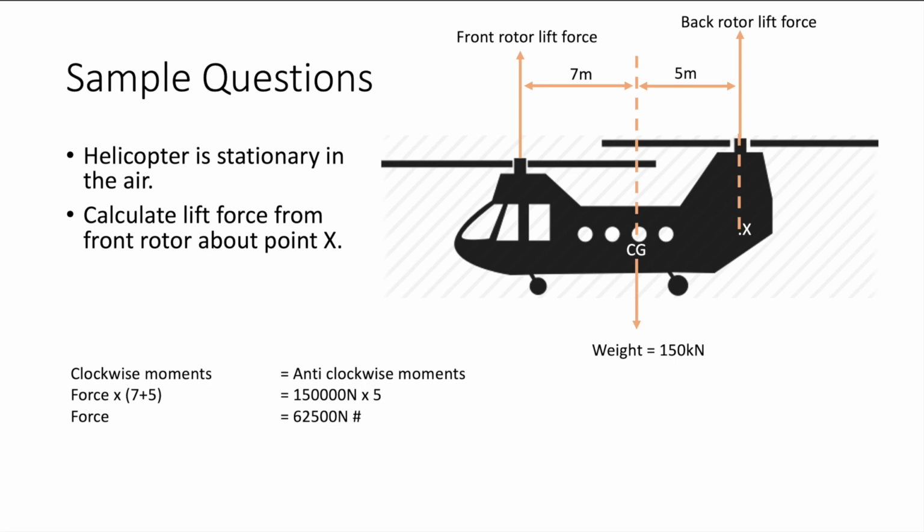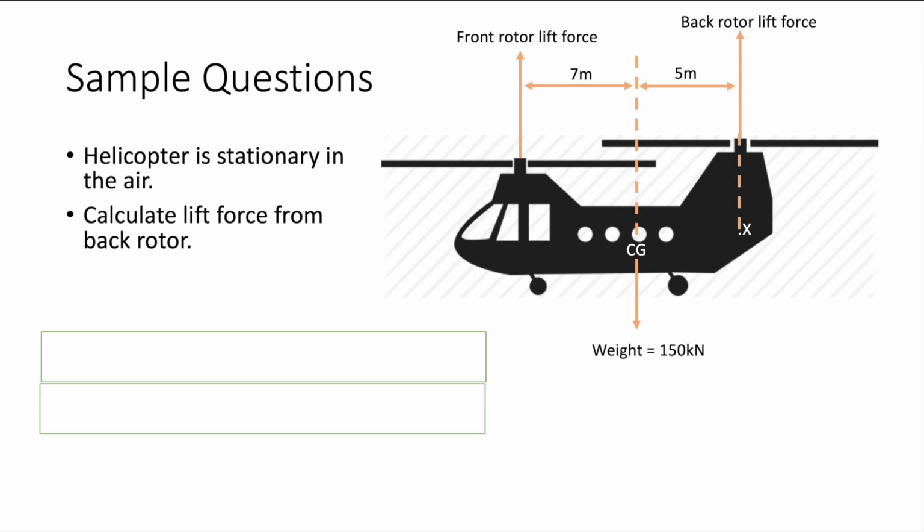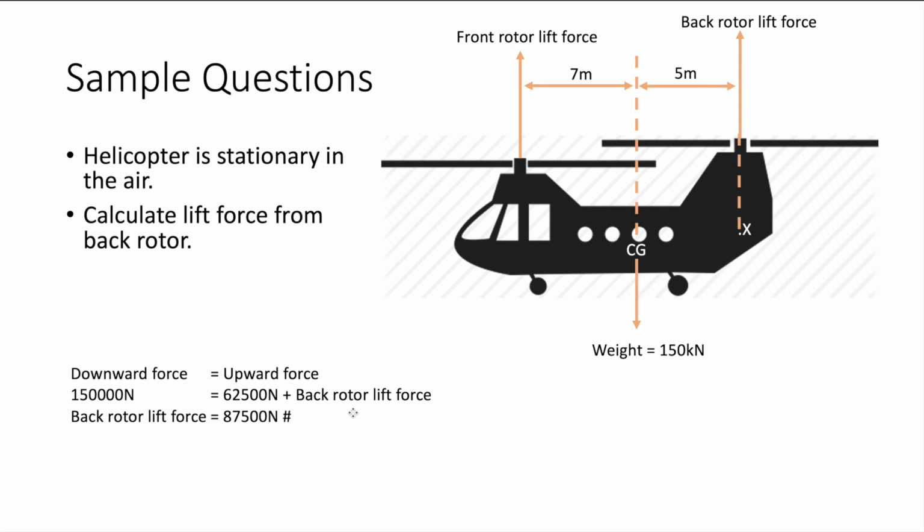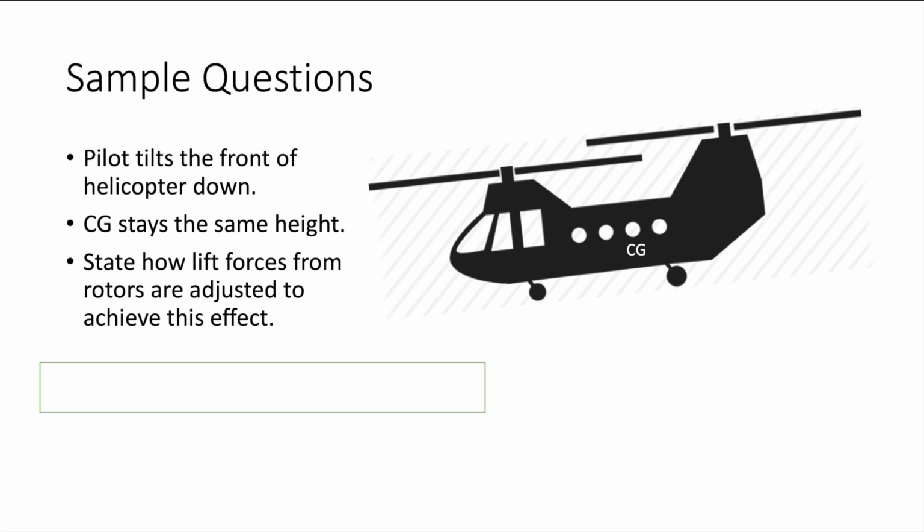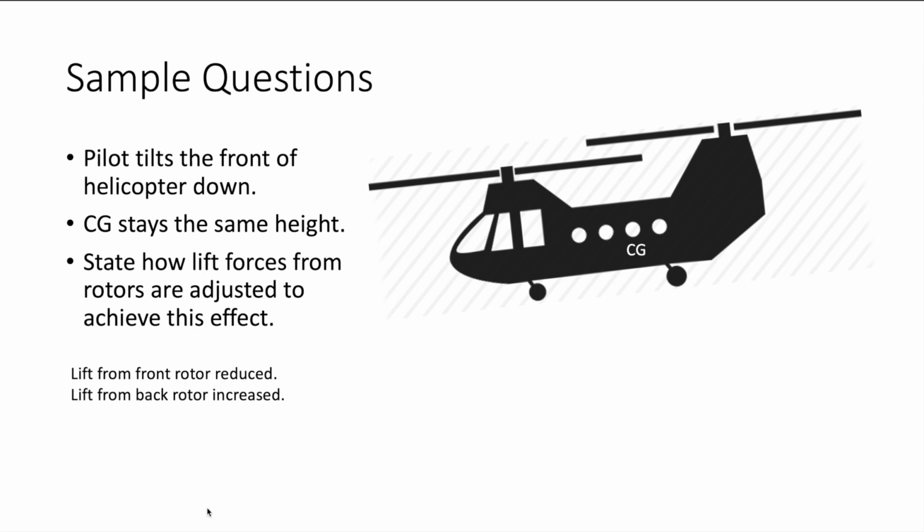Okay, and next, calculate the lift force from the back rotor. Because the downward force is this amount, the upward force must be equal because it's stationary, so it's just simple arithmetic. So next question, the pilot adjusts the forces. The front of the helicopter tilts down. So if the front is reduced, the back must be increased in order to maintain it not moving, because the total upward force must still reach this magnitude. This is to keep the center of gravity at the same position, at the same height.